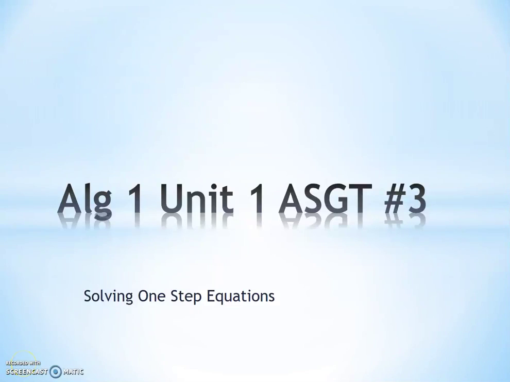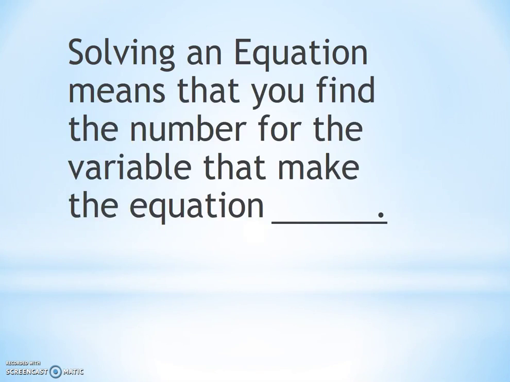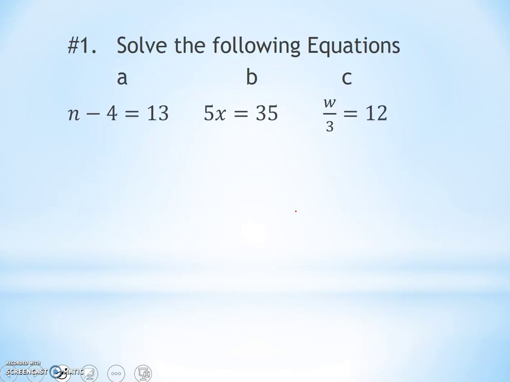So this video is on assignment number 3 in Unit 1, solving one-step equations. So let's just talk about what that means. To solve an equation means that you find the number for the variable that makes the equation true. So we want to find the number for the variable that makes the equation a true equation. Let's just take a look at some examples here.